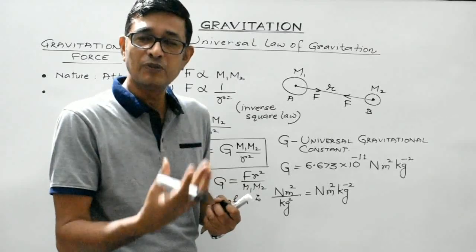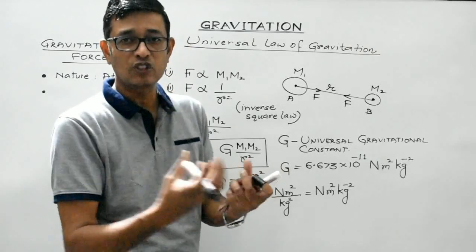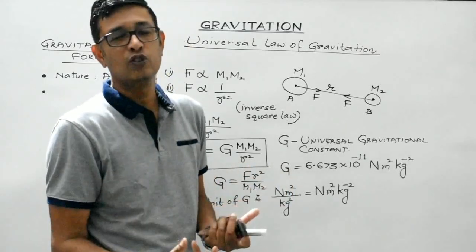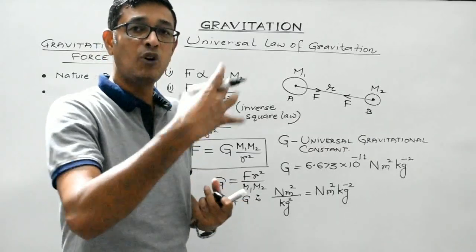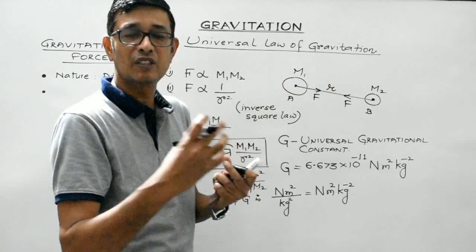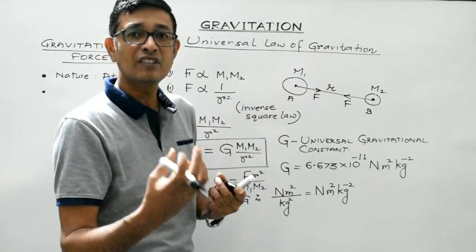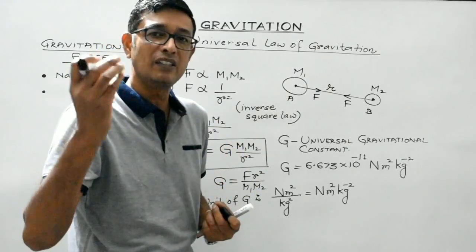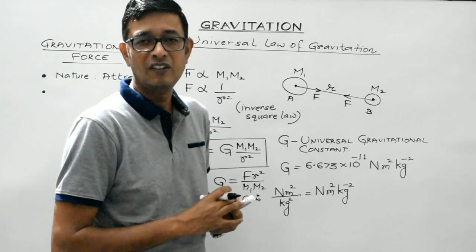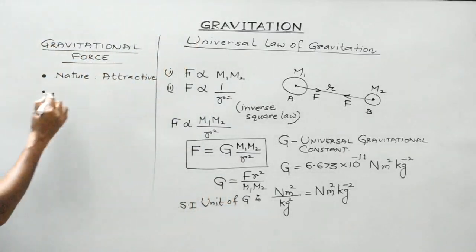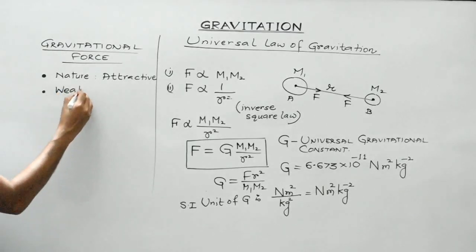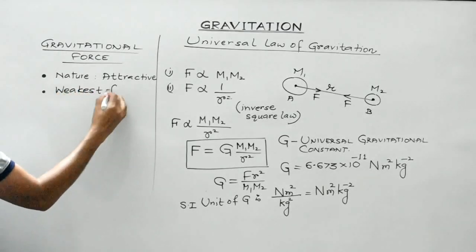For terrestrial objects, that is for objects placed on the Earth's surface, between them the force of gravitation is negligible. But when we talk about heavenly bodies, between Earth, Sun, between Earth, Moon, the force of gravitation is huge. In that case, it plays a very vital role. Clear, students? So, these are the weakest forces in nature. Weakest force in nature.